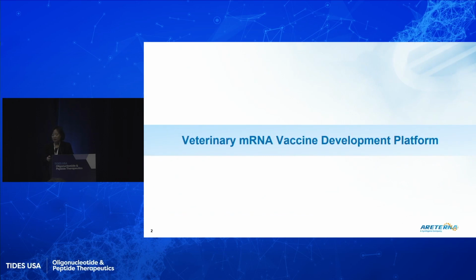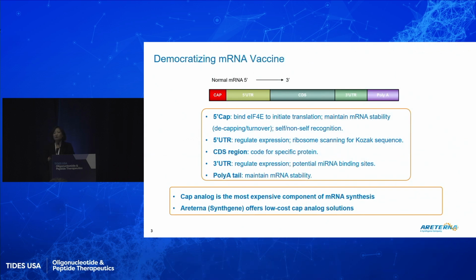First, I'll talk about our veterinary vaccine development platform. Our mission is really to democratize mRNA vaccines. If you look at the mRNA, there are 5 different parts, starting from the cap to the untranslated regions, CDS, to poly-A. The cap analog is the most expensive component of mRNA synthesis. So the way we can help to democratize mRNA vaccines is to offer low-cost cap analog solutions.